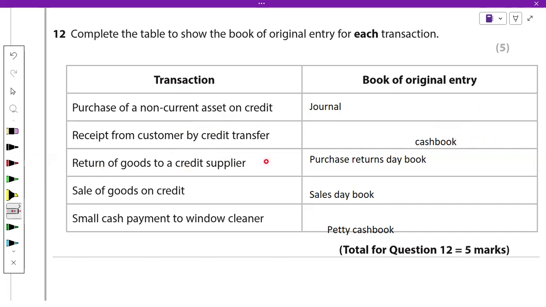Return of goods to a credit supplier. So we will be recording it in the purchases return day book. Sale of goods on credit, we will be recording in the sales day book. Small cash payment to a window cleaner, so we'll be recording it in the petty cash book.